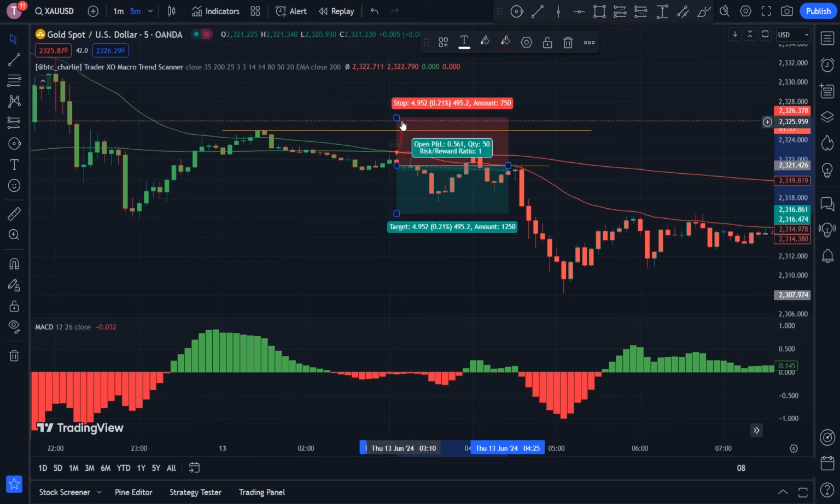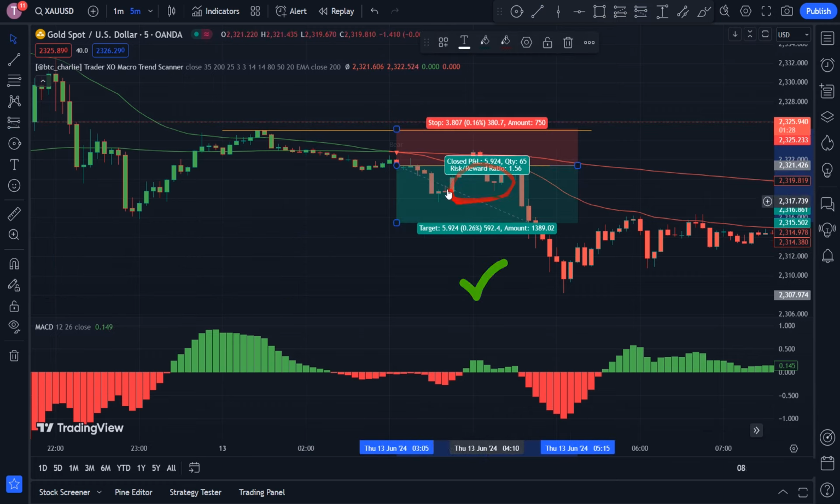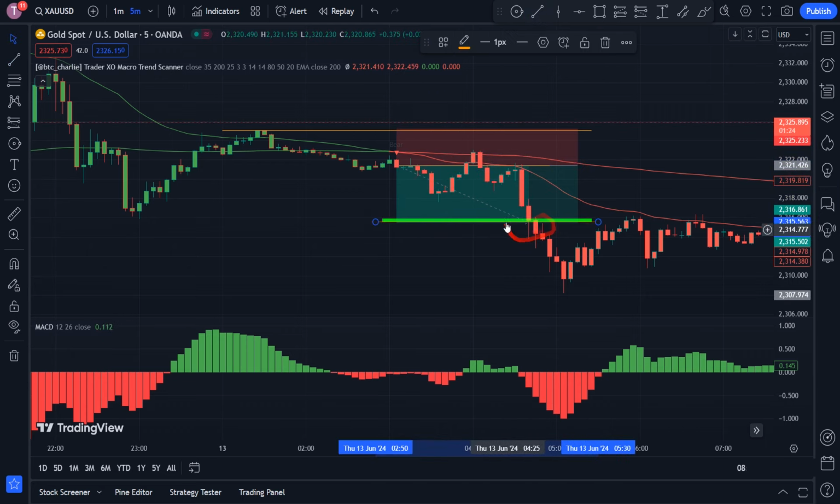For take profit, it's enough to take our risk-to-reward ratio as 1 to 1.5 and wait for the price to reach our take-profit level and hit the target. I have also provided some examples for you to better learn this strategy by looking at them.